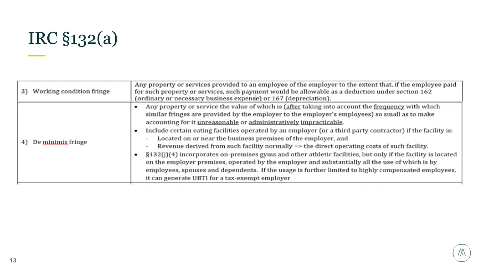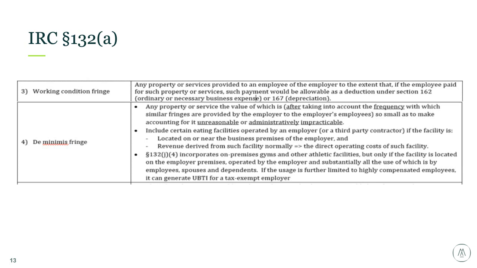The first criteria is it's any property or service, the value of which is, after taking into account the frequency with which similar fringes are provided by the employer to the employees, is so small as to make accounting for it unreasonable or administratively impractical. Now, that does not mean I don't want to track it, and so therefore it is administratively impractical to track. That's not the criteria. It actually needs to be impractical to track.